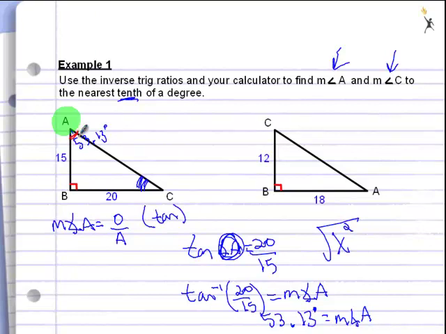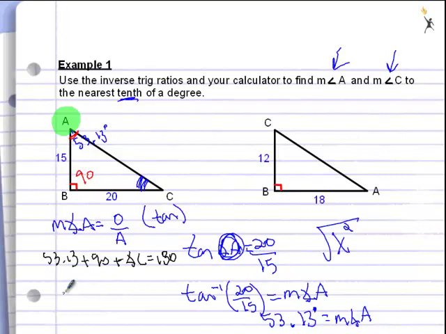There are 3 angles inside of a triangle. I know 2 of them. I know 53.13 and 90. But what do I know about the interior angles of a triangle? They all add up to 180. So what I'm going to do is I'm going to use simple math and say 53.13 plus 90 plus angle C equals 180.